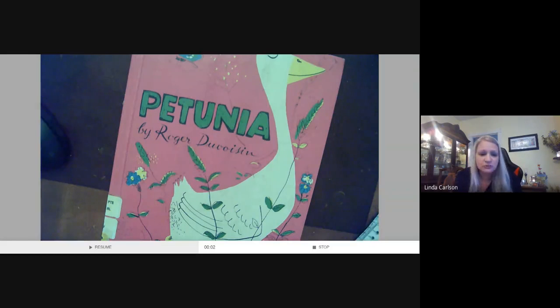Now, when we read Petunia, we're going to have a couple characters that I want you to pay attention to today, okay? The first character that we're going to talk about is Ida. Each of our characters is going to have a problem, and Petunia is going to help solve the problem. Sometimes it works and sometimes it doesn't. But we're going to pay attention to what the problems are of each of the animals and what the solution is, and if the solution actually worked. Okay. So remember, solution is what fixes what the problem is.